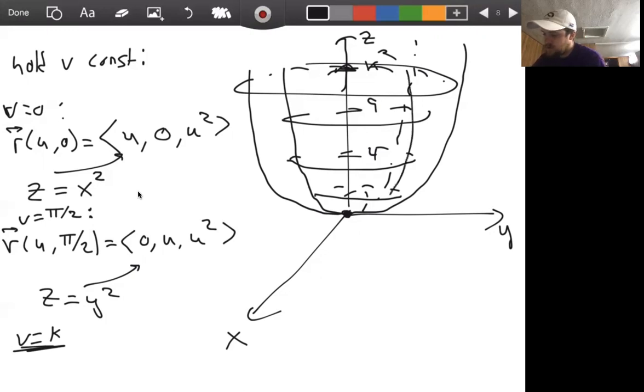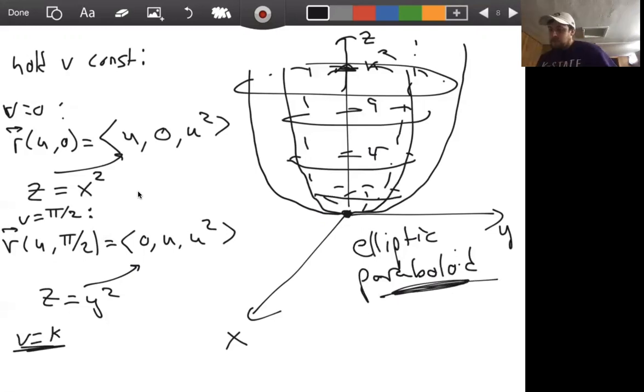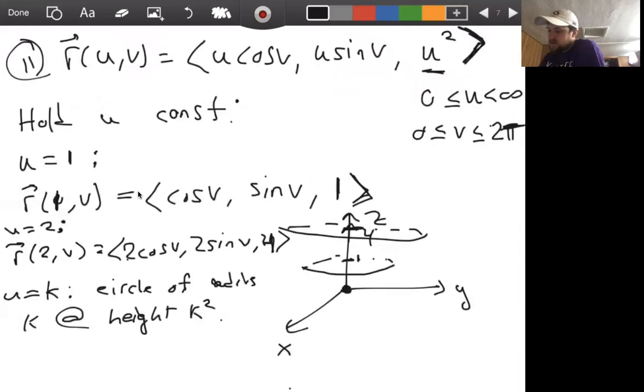And so because of that, what we're getting here is an elliptic paraboloid. Right? Because you can see at each direction around the unit circle, we're getting a parabola, and then we're also tracing out these circles, which means we're getting an elliptic paraboloid.